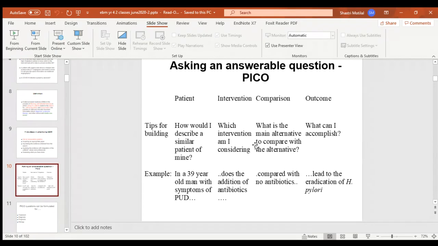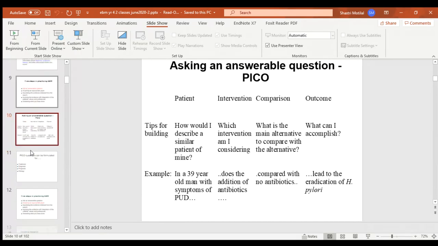We could ask, in a patient with peptic ulcer disease, does a PPI, does omeprazole compared to pantoprazole, lead to resolution of epigastric pain? We could ask, in a person with peptic ulcer disease symptoms, does triple therapy compared to quadruple therapy lead to eradication of H. pylori? But this is generally the way we ask a clinical question.